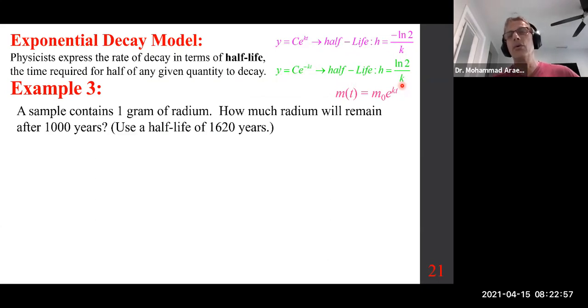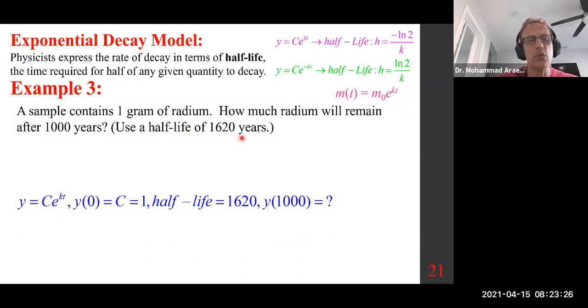Okay, so you want to pay attention to that, as I mentioned, depending upon what text you're using and in what context, the formulas are ultimately the same. Now, a sample contains 1 gram of radium. How much will remain after so many years, given the fact that the half-life is 1,620 years? So let's use one of the formulas.